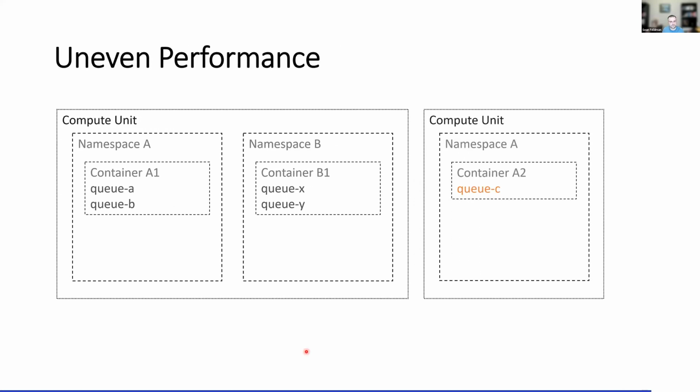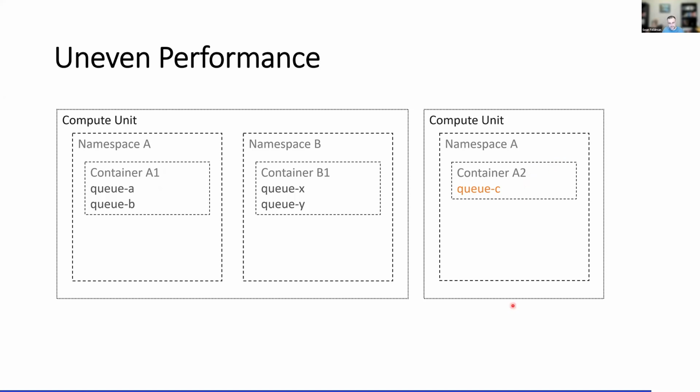The problem is that compute unit is not a single unit. There are multiple compute units. And if I go and add to my namespace a third queue called QC under my namespace, it is not guaranteed to be on the same container as the rest of the queues were provisioned. Right? It's literally sitting in a different container.